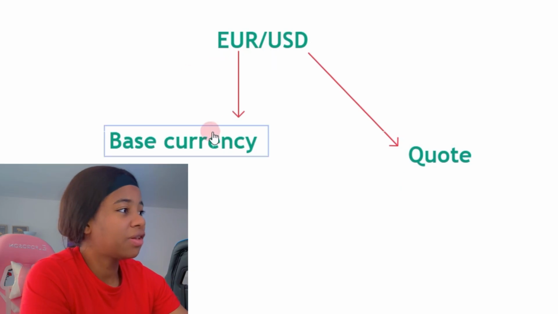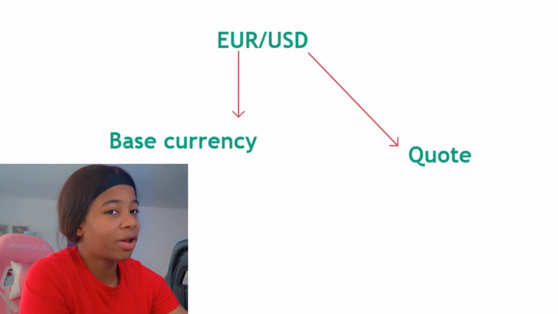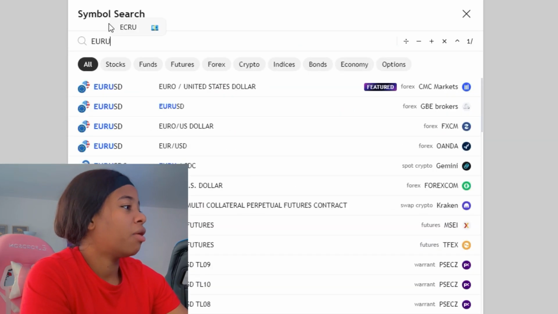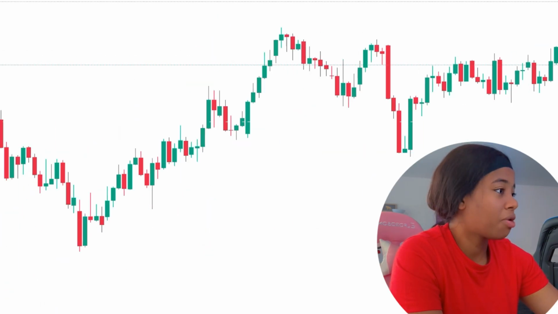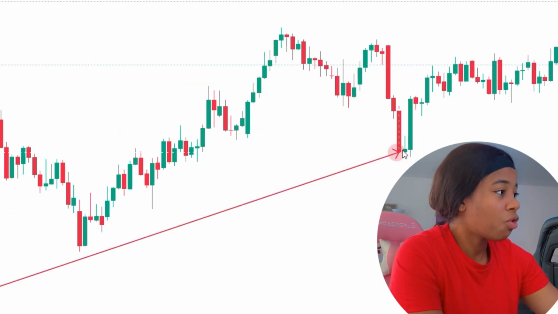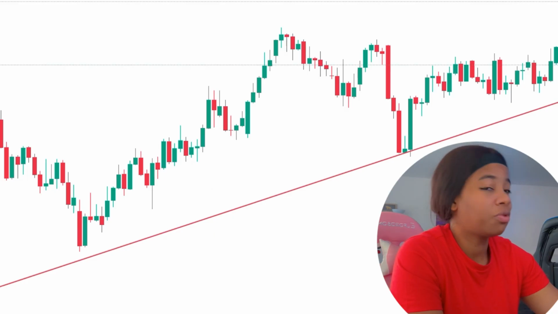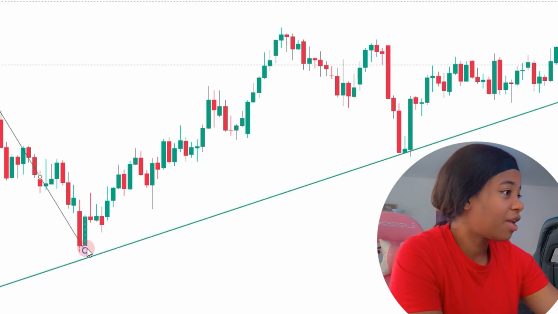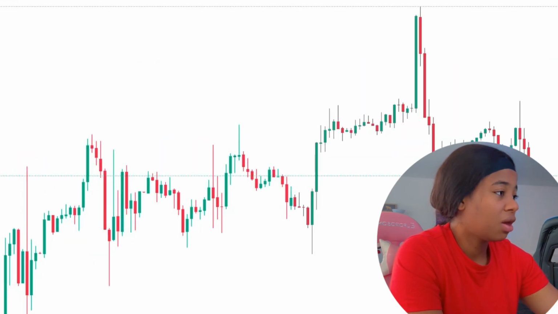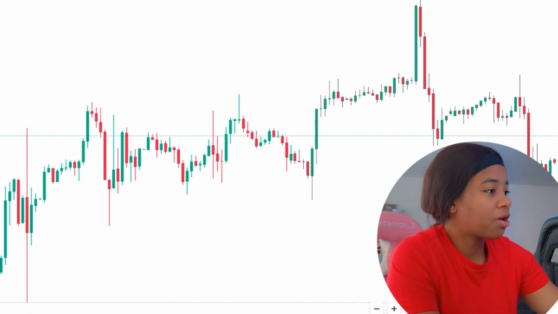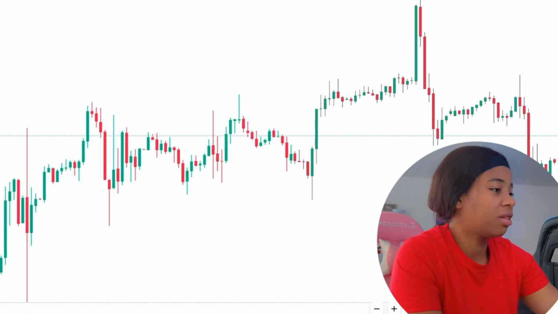The base currency I call the boss. It's the one in charge, right? And of course, that represents what happens within that pair. So if the euro goes up in value, we look for buys. If the euro goes down in value against the US dollar, we look for sells. And that's literally it. So it's all about looking at your base versus your quote because we're trading in pairs within the foreign exchange markets, right?